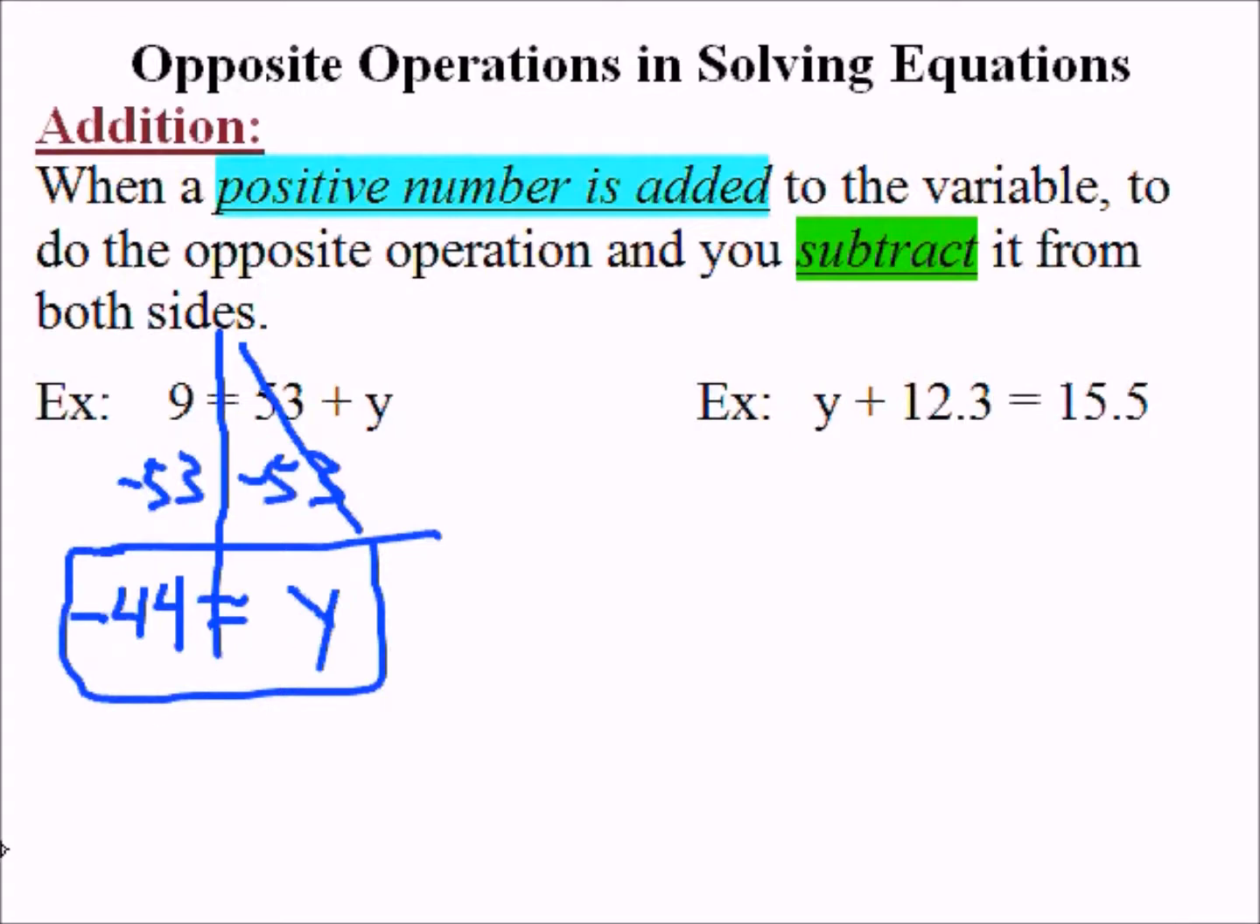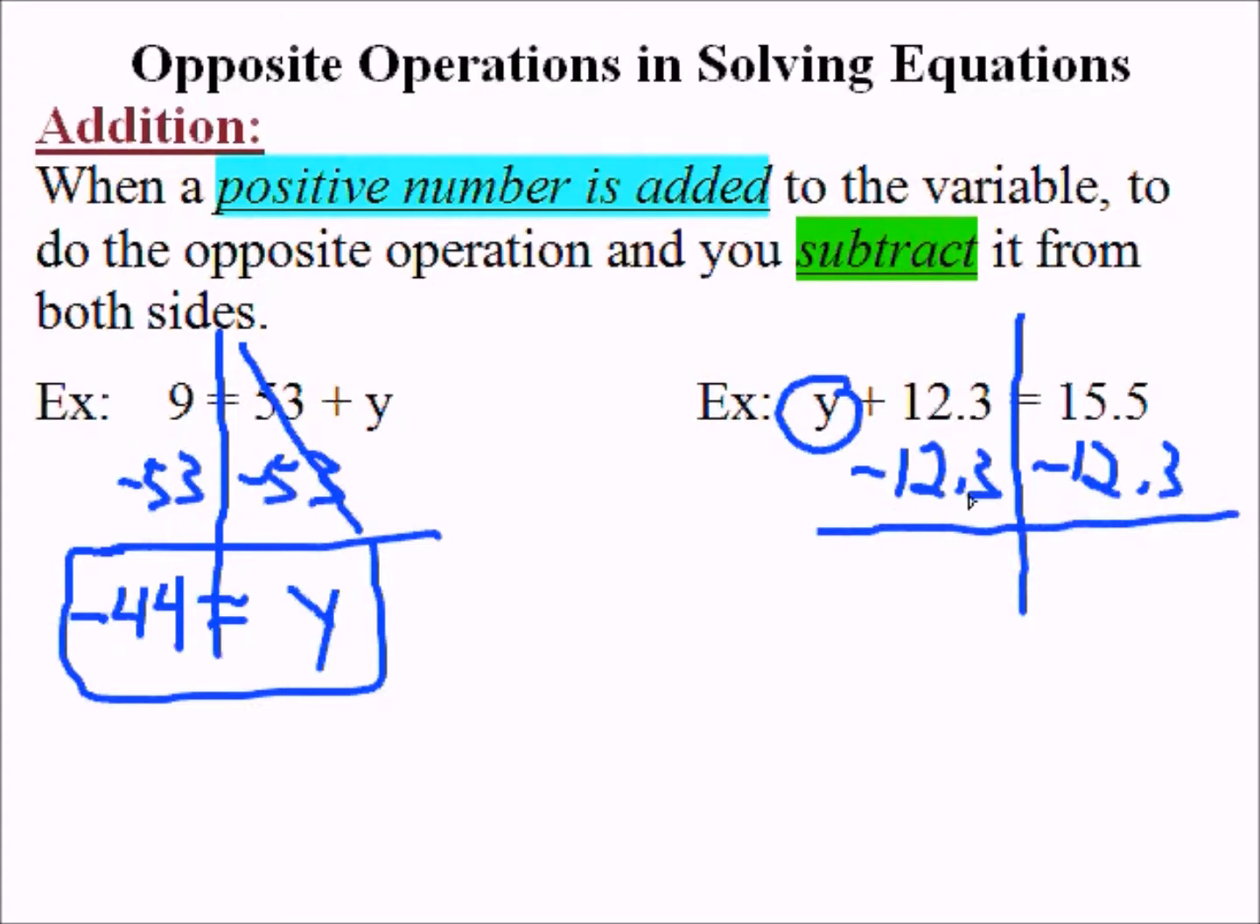As the rule stated, we need to check our solution. So 53 plus negative 44 should give you 9. Let's take a look at our second example. Suppose you have y plus 12.3 equals 15.5. Again, we're going to split our equation down the middle, and you notice you have a 12.3 being added to the y. To get the y by itself, in other words, we just want y right here, we're going to subtract 12.3 from both sides.